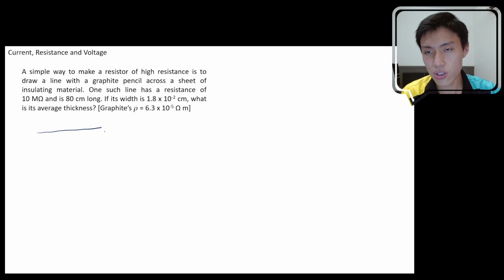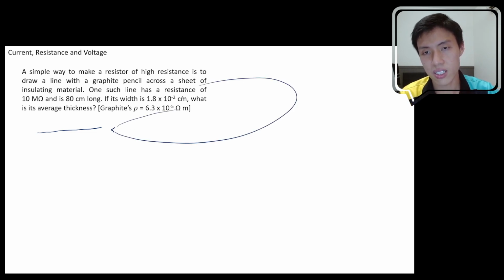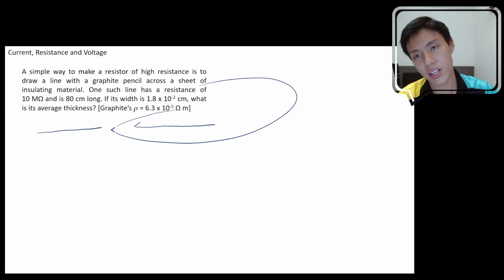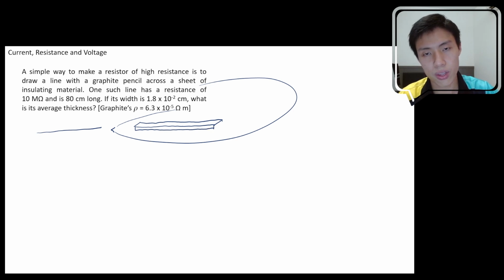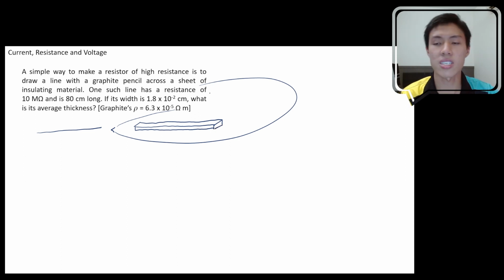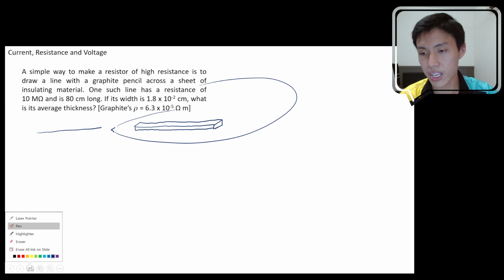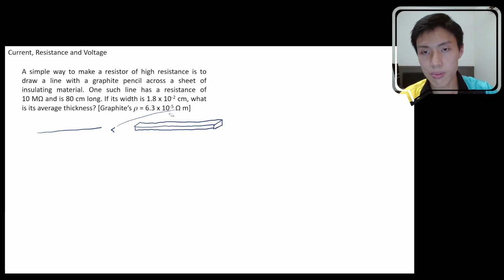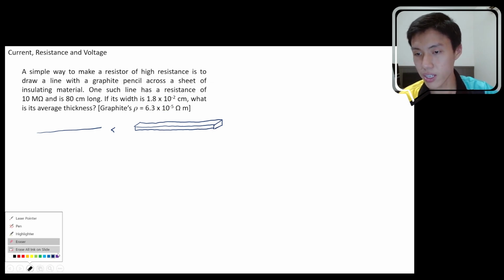So you can think of this graphite here to be something like a cuboid. Instead of thinking of it like one single straight line, you should probably think of it as a cuboid. A cuboid will definitely have length, width, and also thickness. So this is how we are going to think about this graphite layer over here. Let me tidy up my diagram a little bit.